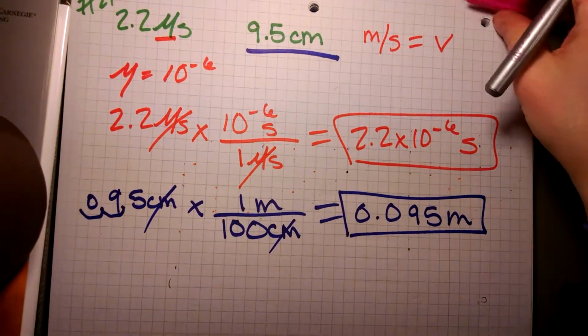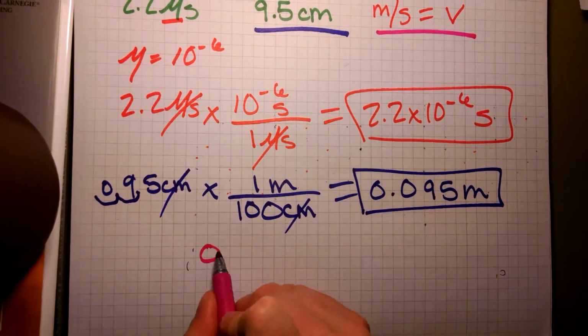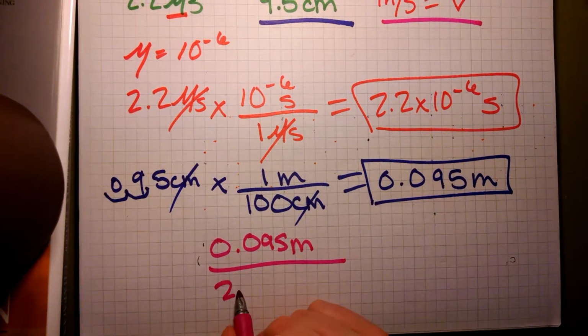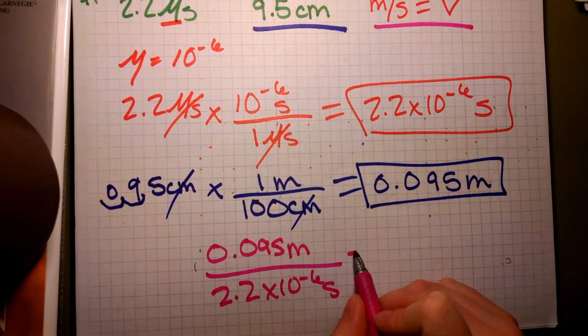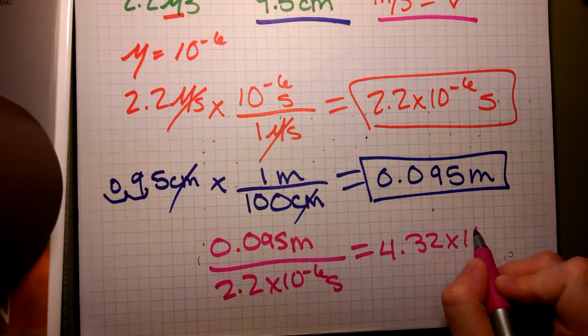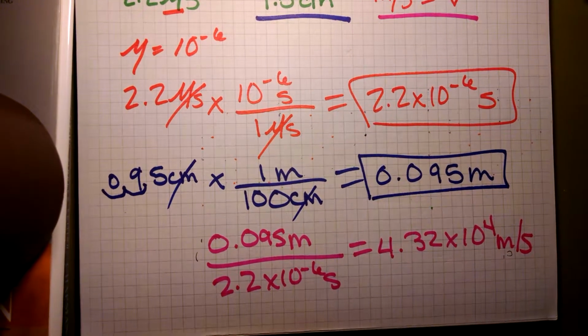Okay, so now we need meters per second. So we're going to do 0.095 meters and divide that by 2.2 times 10 to the negative 6 seconds. And that's going to give us 4.32 times 10 to the 4th meters per second.